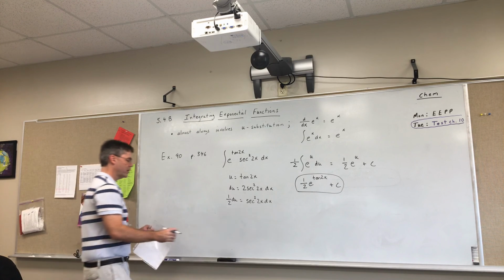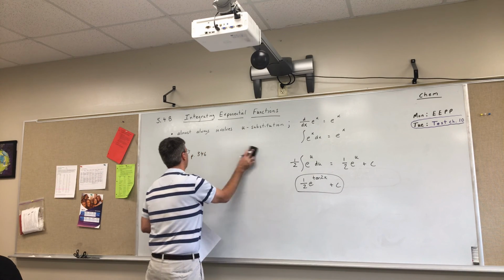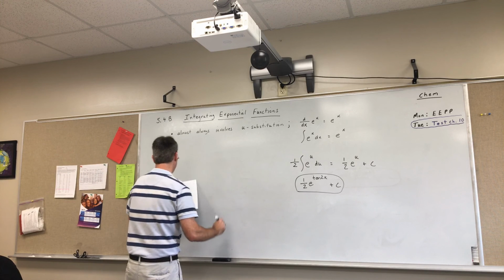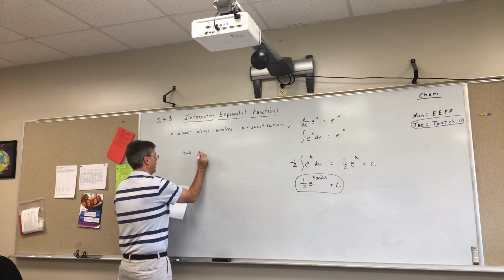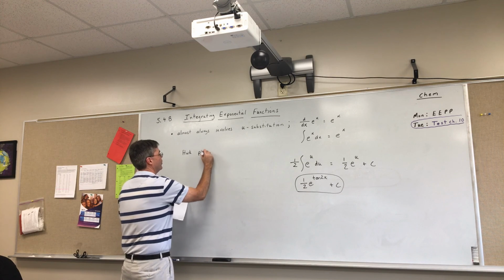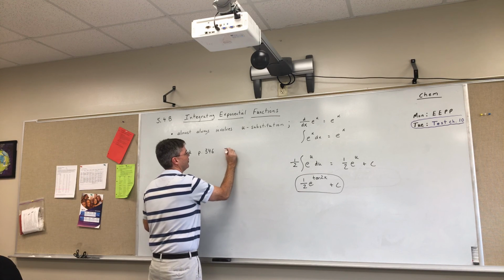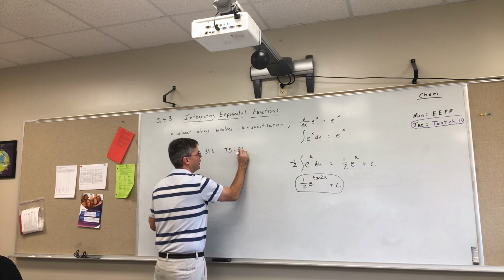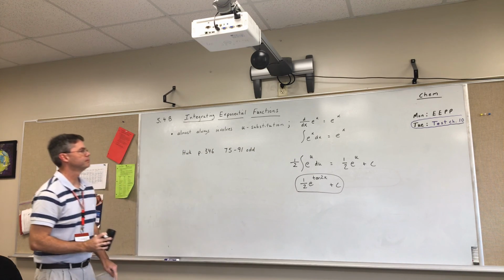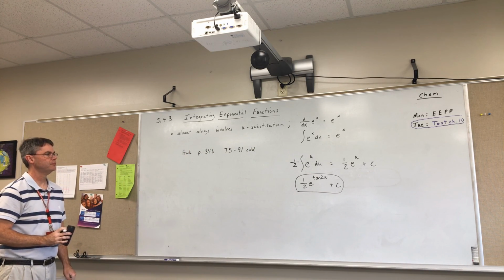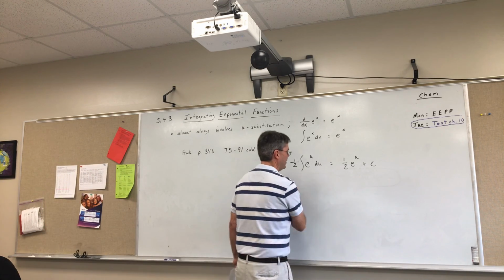All right, the homework for this section is on page 346, and it is 75 through 91 odd. And that concludes 5.4b AP Calculus lecture.